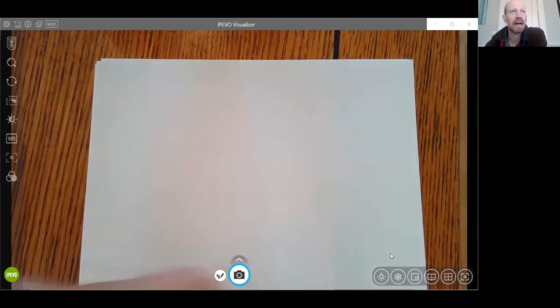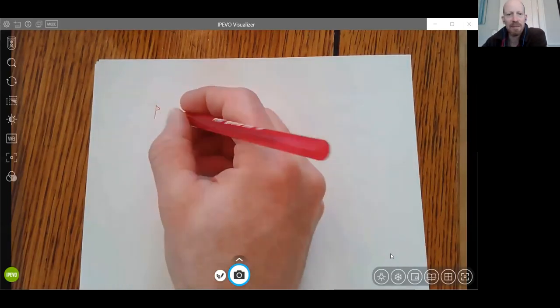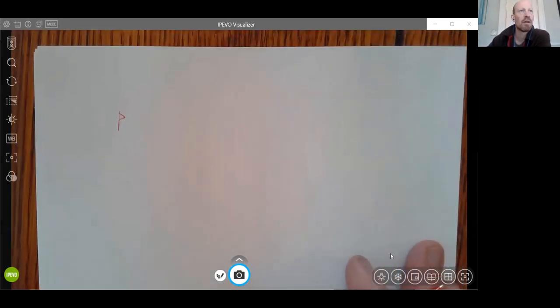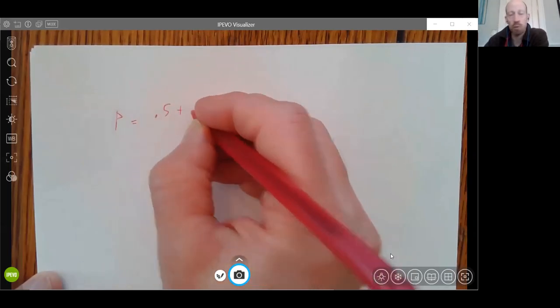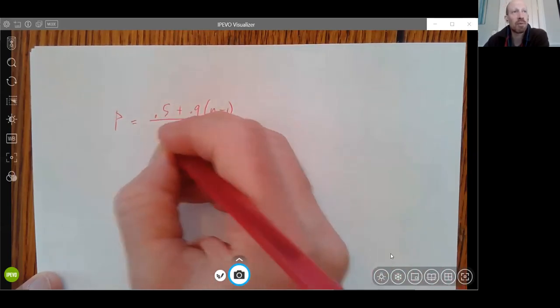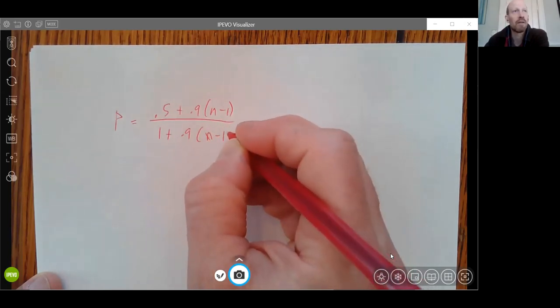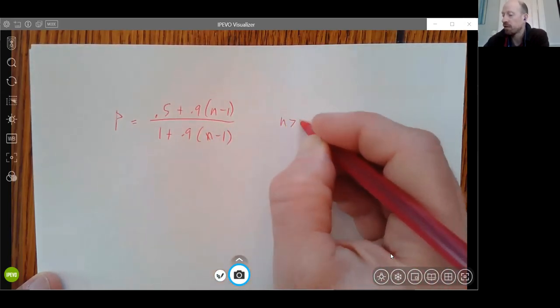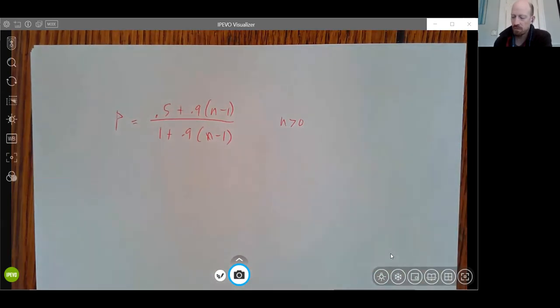Okay, so what we have here is we have this function. So this is an application. So P equals 0.5 plus 0.9 times n minus 1 all over 1 plus 0.9 times n minus 1, where n is bigger than 0. And it says psychologists have developed mathematical models.